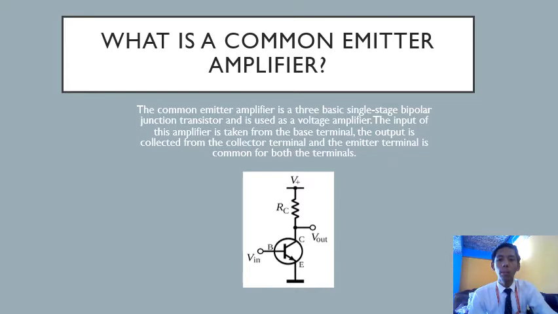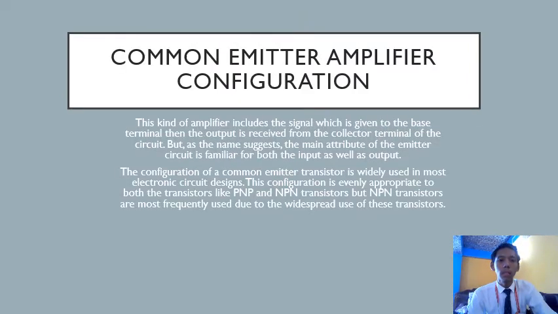What is a common emitter amplifier? The common emitter amplifier is a basic single-stage bipolar junction transistor amplifier. The input of this amplifier is taken from the base terminal, the output is collected from the collector terminal, and the emitter terminal is common to both. And we can see the figure here. And the next slide is like this.